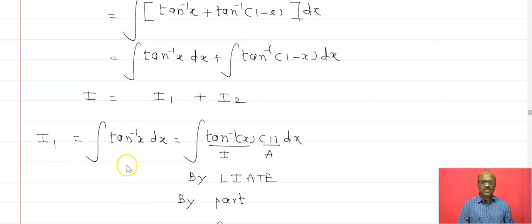That I1 is equal to the integral of tan inverse of x into dx. This is the integral I1. Now we will integrate this by integration by parts.